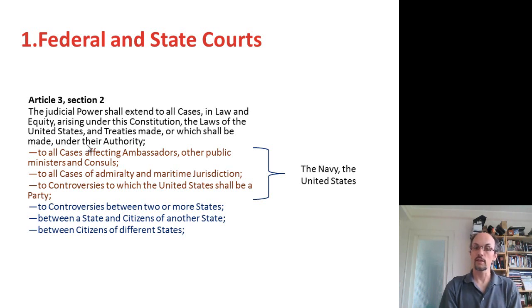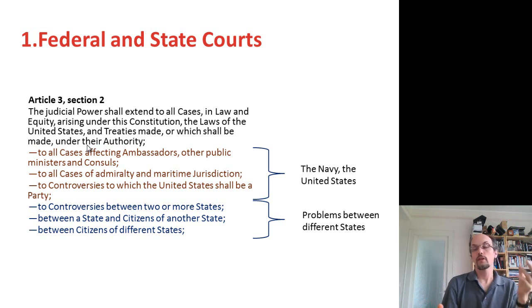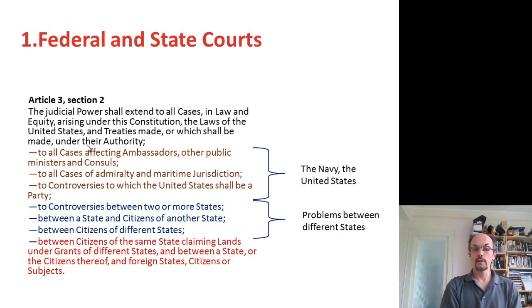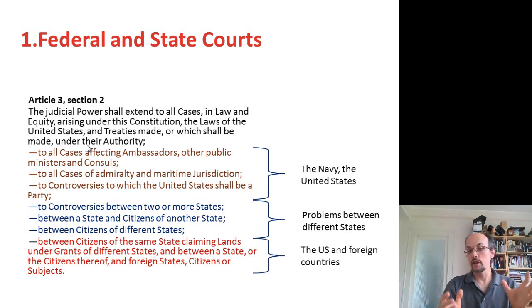Controversies between two or more states. Controversies between a state and a citizen of another state. Controversies between citizens of different states. If you have a conflict between different states, where are you going to judge that? Well, you cannot judge it in one state, you cannot judge it in the other state, so you go to a federal court. And finally, between citizens of the same state claiming lands under grants of different states, and between the state or the citizens thereof and foreign states, citizens or subjects. The United States and foreign countries, basically.